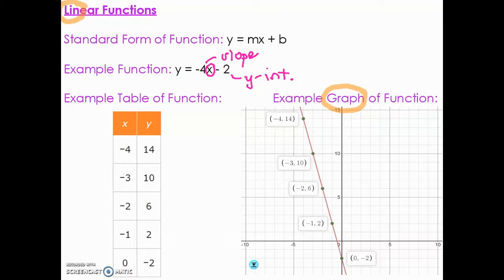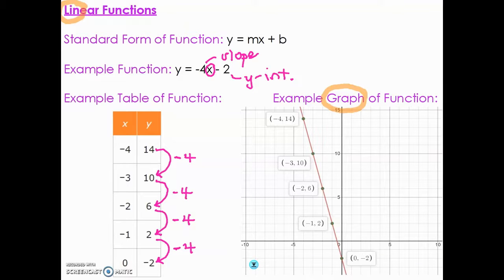Now our table is probably the trickiest, but we can go over it. I always want to look at my y values. So from 14 to 10, I did negative 4. That's my rate of change. When I go from 10 to 6, that's negative 4 as well. 6 to the next y value of 2 is negative 4. And last but not least, 2 to the next value of negative 2 is also negative 4.